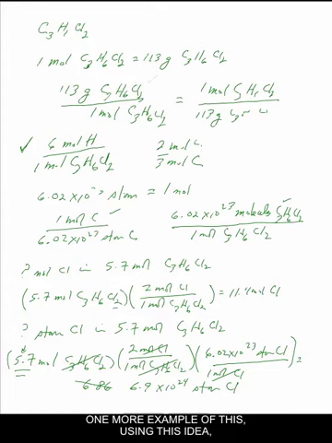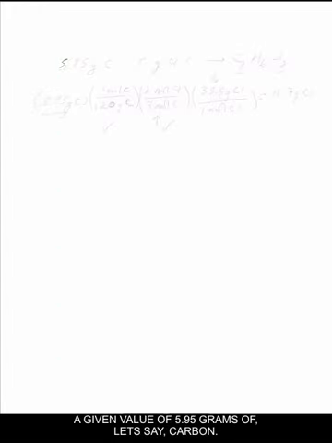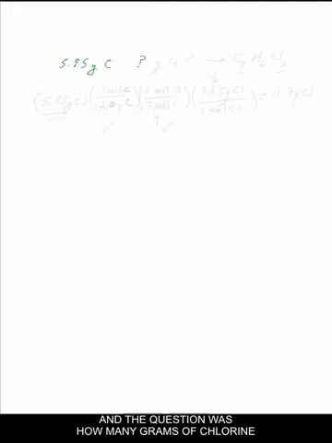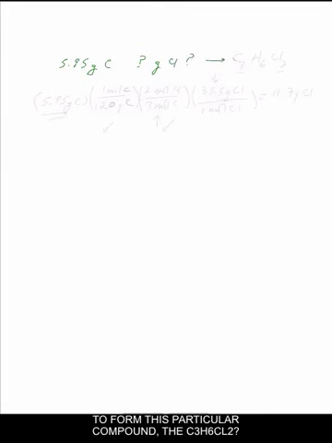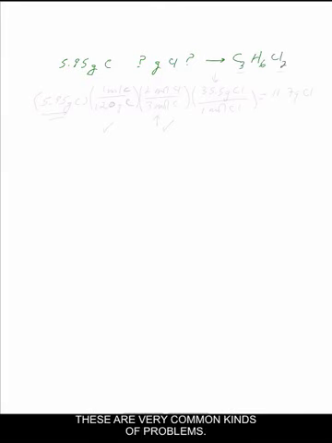So in any case, this is the correct answer, and it's also very useful to often estimate your answers. One more example of this, using these 3 conversion factors. Maybe I had given you, for example, a given value of 5.95 grams of, let's say, carbon, and the question was, how many grams of chlorine am I supposed to combine with that number of grams of carbon to form this particular compound, C3H6Cl2?